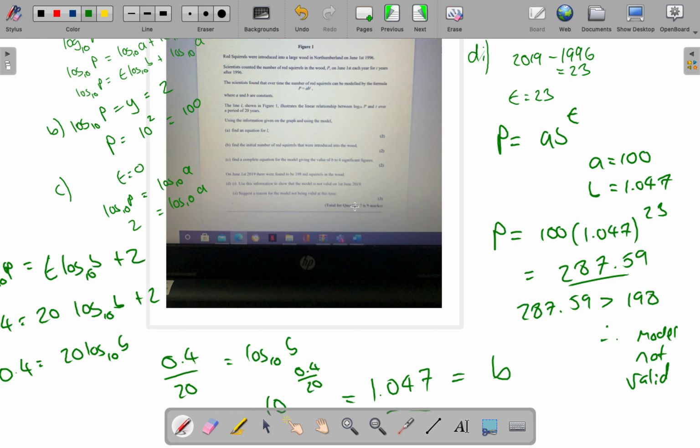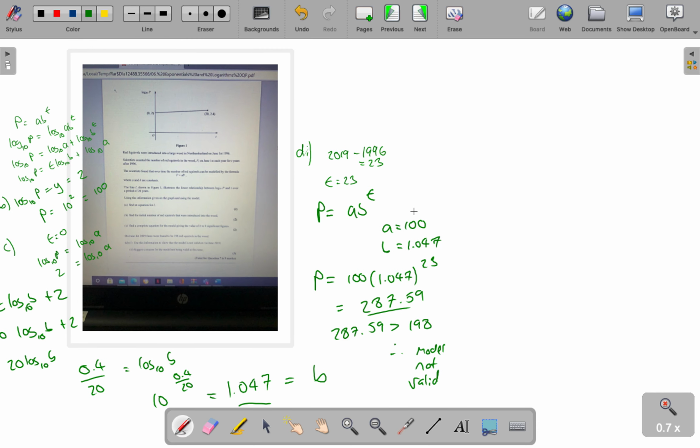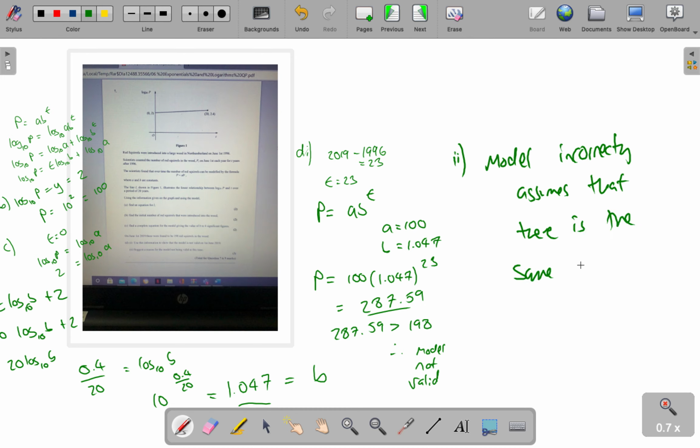Suggest a reason for this one for not being valid. Essentially what happens is that it assumes that the relationship is the same. So you could suggest any reason really. You could just say that the model incorrectly assumes that there is the same increase in squirrels year on year.